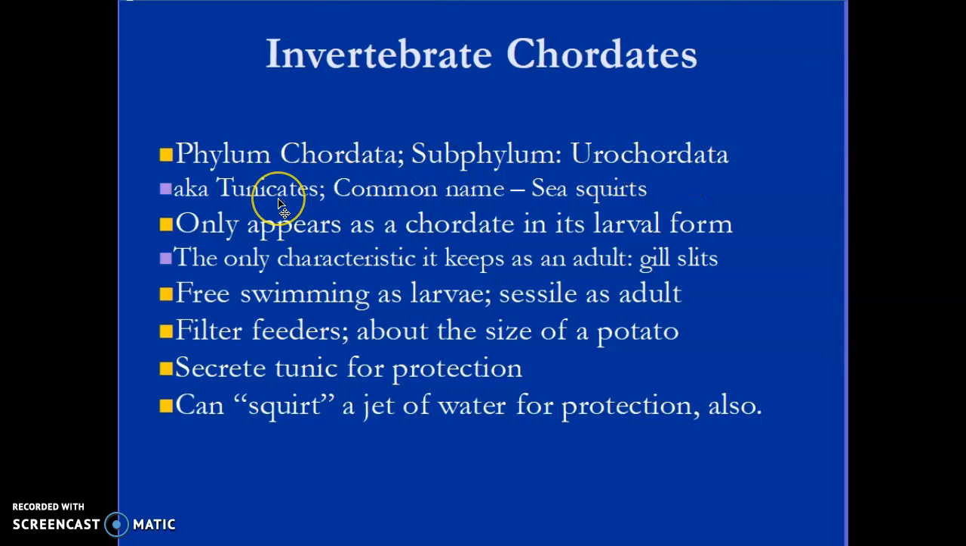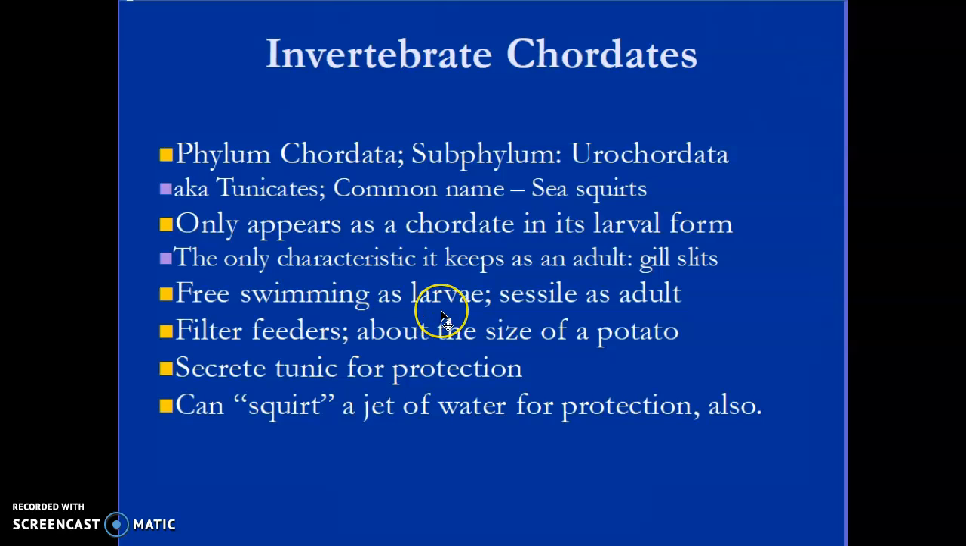Okay, we call them Tunicates or sea squirts, and I'll attach a video so you can actually see them in action. They only look like a chordate when they're a larva. So that means when they're first developing. The only thing they keep of those 4 or 5 characteristics that we talked about is their gill slits. So they kind of metamorphosize into this strange looking thing and they lose their characteristics. And I'll show you those in just a minute.